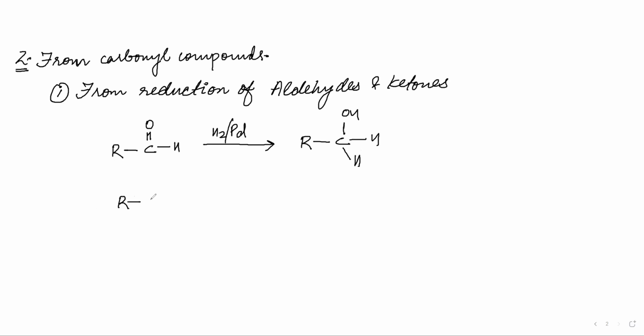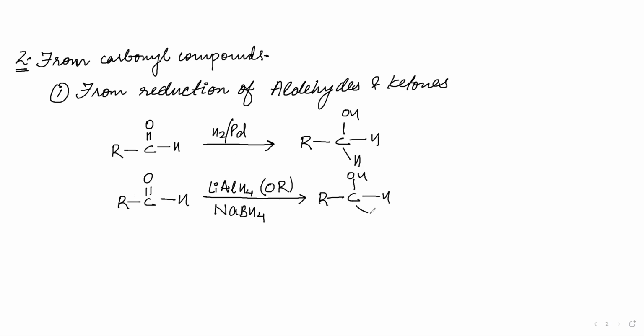If I have R, C double bond O, and H, and I use either LiAlH4, that is lithium aluminium hydride, or I use NaBH4, that is sodium borohydride, then also I will get the same product, that is R, one hydrogen at the oxygen and one hydrogen at the carbon. Similar is the case. Now this is a 1 degree alcohol. You can see that this is also a 1 degree alcohol.